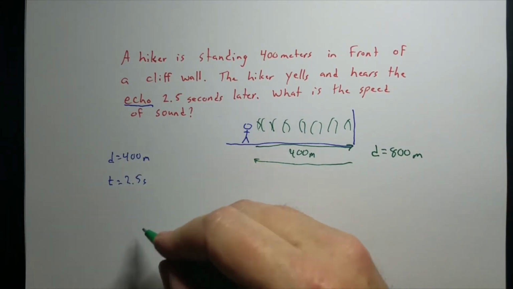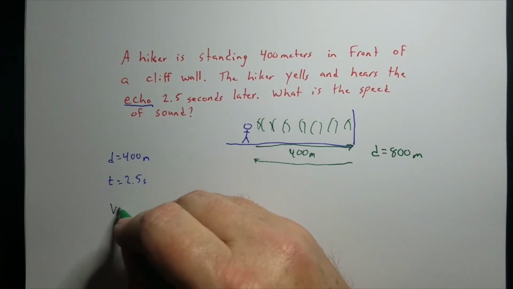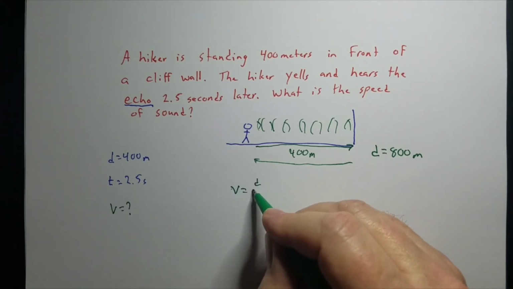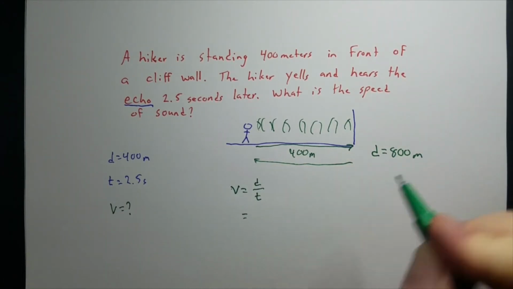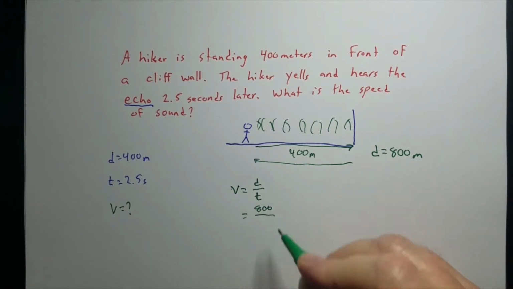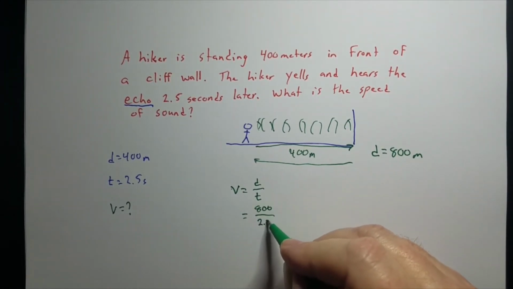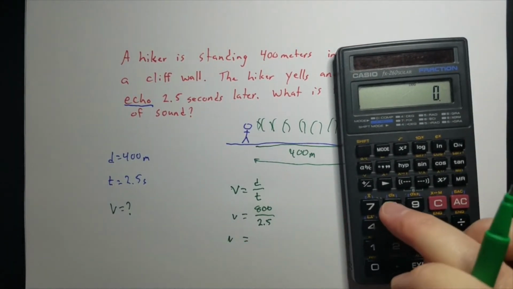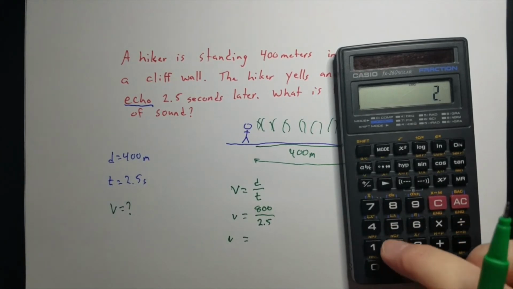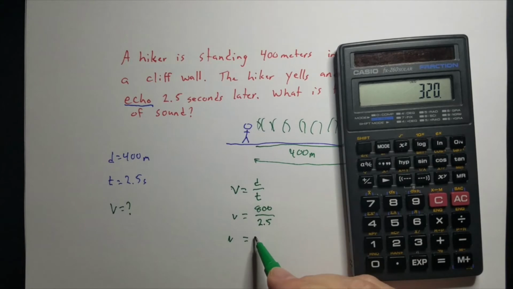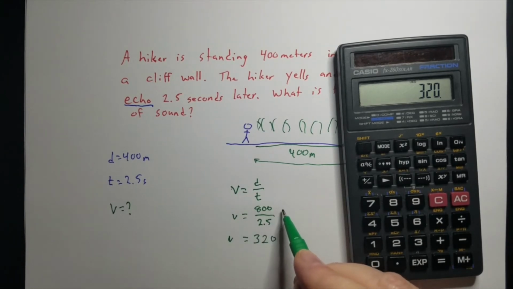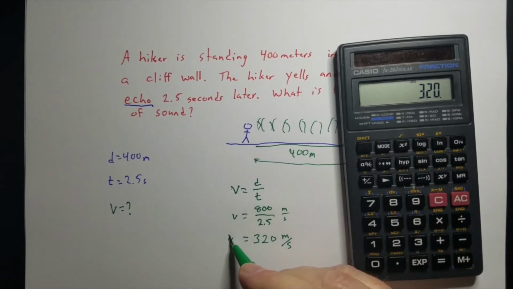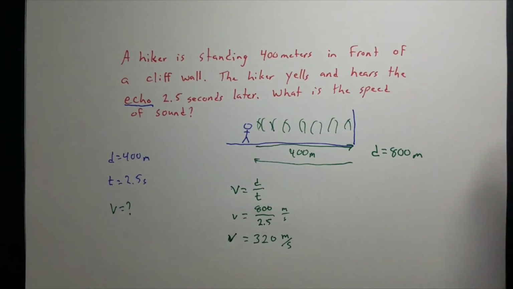So now that we have the givens, we're looking for velocity again. So now we can set things up. Equation first: distance divided by time. We know the actual distance is 800 meters, and the time is 2.5 seconds. So we can bring that calculator back in. 800 meters divided by 2.5 gives me a speed of sound of roughly 320. Again, top was in meters, bottom's in seconds, so meters per second. That would be the velocity of sound in that situation.